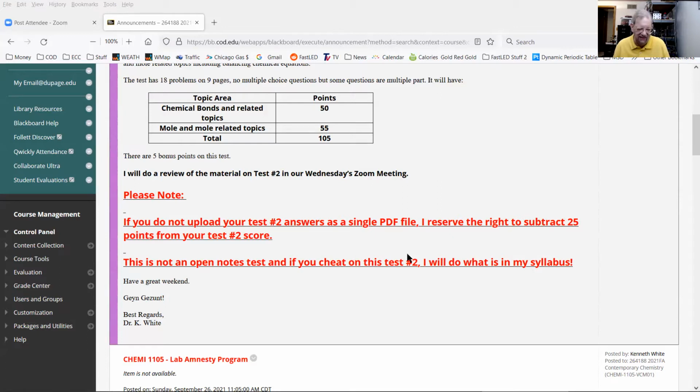Also, this is not an open notes or open internet or get anybody to help you test. That's called cheating. And if you cheat on this test, I will do what is in my syllabus. Trust me, I have things in test 2 that will tell me if you've A, gone to your notes, B, gone to the internet, or C, gotten help elsewhere besides your own mind.